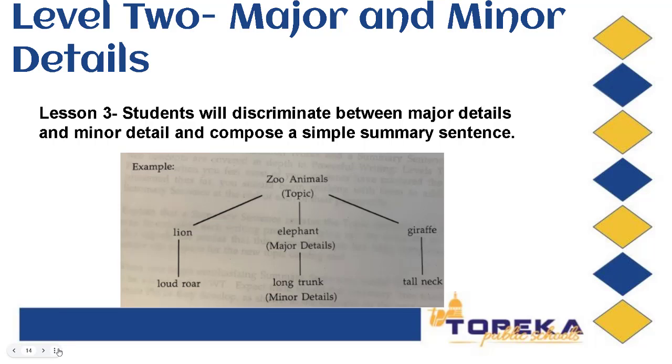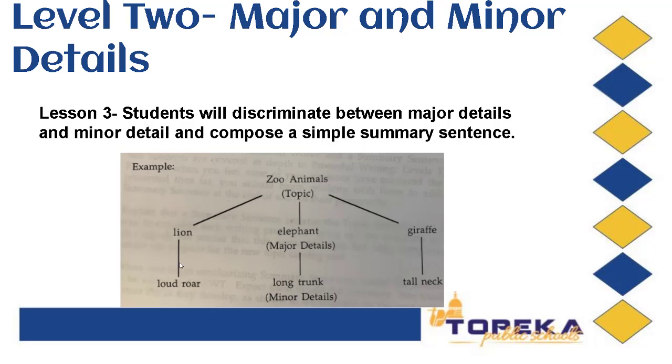In level 2, the lessons that work through the next level, students will work on discriminating between major and minor details. Now, you'll notice that the first lines, here's my topic, and then you'll notice my major details. Zoo animals, lion, elephant, giraffe. And this would be my major details. Those are the animals. And notice now that I have lines going down, these are my minor details.